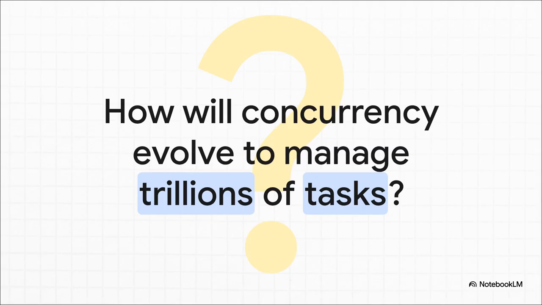And all this leaves us with a pretty fascinating final thought. We've gone from managing just a few programs to managing billions of threads all across the globe. As we move into this new age of AI and the Internet of Things, with literally trillions of tasks happening all at once, how will these core ideas of switching, parallelizing, and dividing up work have to evolve? That right there is the next great challenge in computer science.